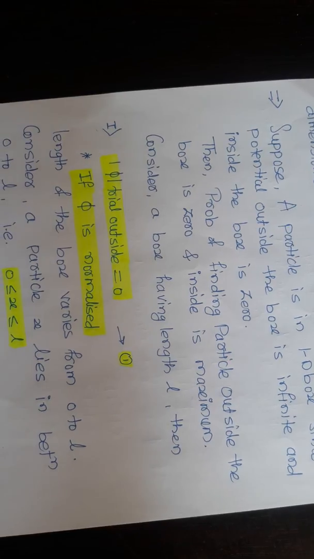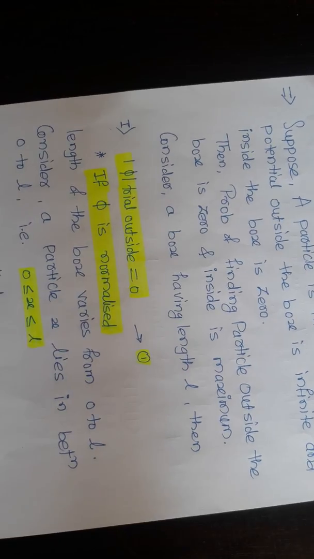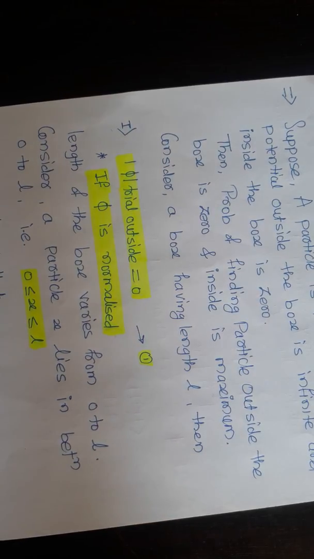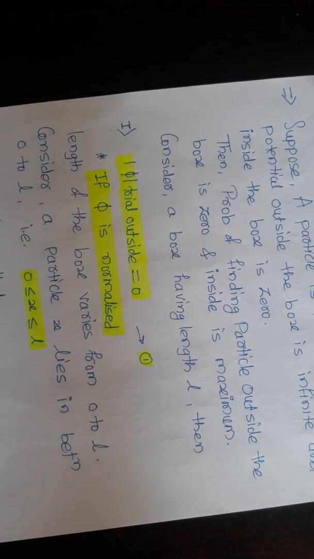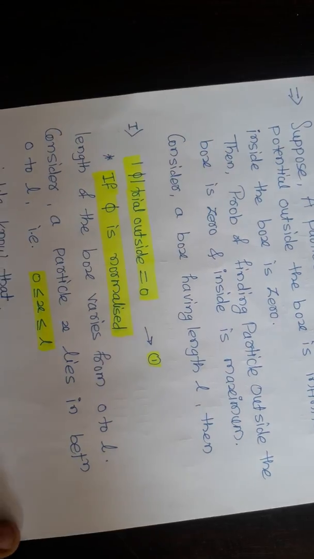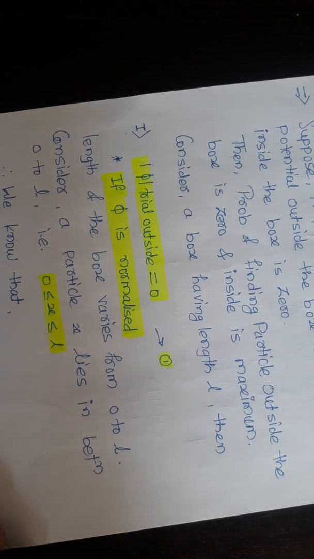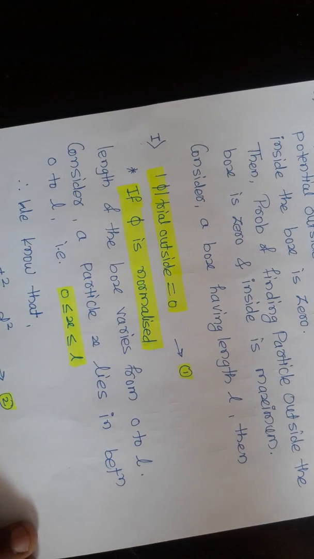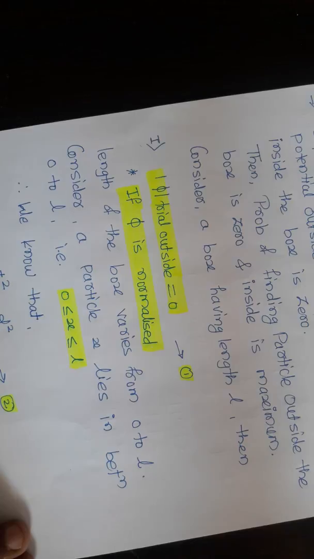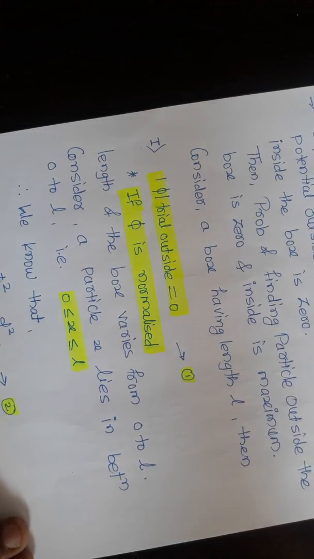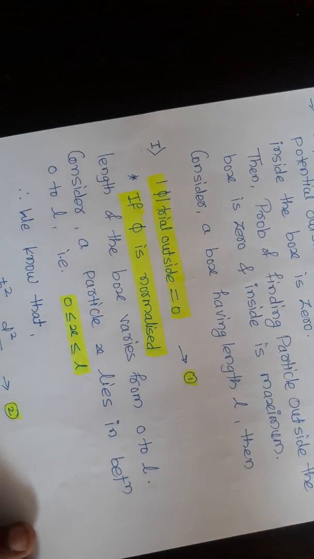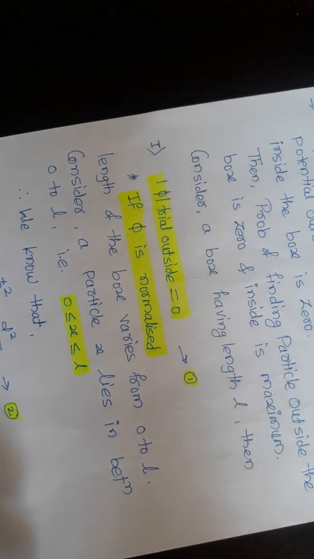There are two conditions in this variation method: first, if phi is normalized, and second, if phi is not normalized. Now we will discuss the case where phi is normalized. At that time, the length of the box varies from 0 to L. Consider a particle x that lies between 0 and L.